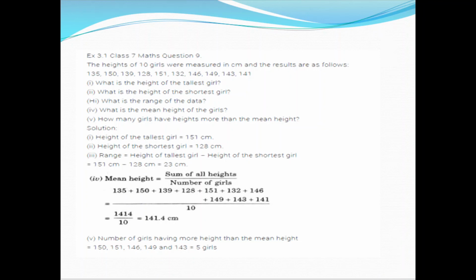Now moving to the last question. The heights of 10 girls were measured in centimeters and the results are as follows. We have been given the data. From that, what is the height of the tallest girl? The height of the tallest girl from the data is 151 centimeter. Second, the height of the shortest girl is 128 centimeter. Then we need to find the range of the data, which is the height of the tallest girl minus the height of the shortest girl, that is 151 minus 128 equal to 23 centimeter.